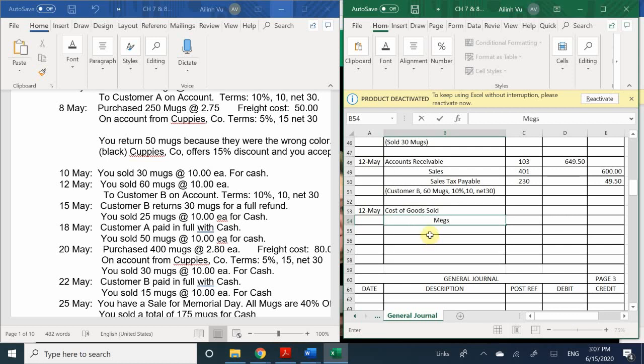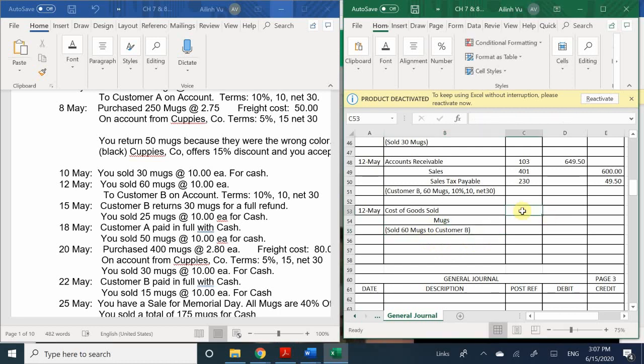I don't know why I'm making the indentation so big. Mugs. And then my description is I'm going to say sold 60 mugs to customer B. Okay. It's also very good that you keep track of who your customers are so then they can return it and you'd be able to pull up their amount. Especially for this one because he owes us.